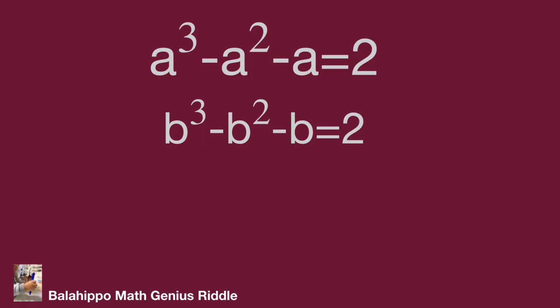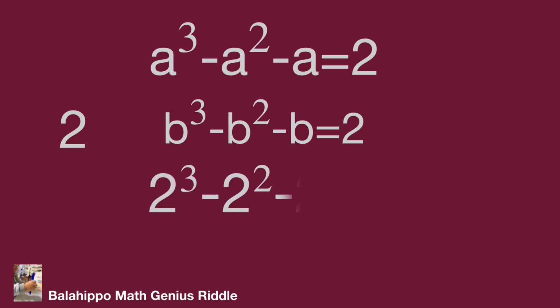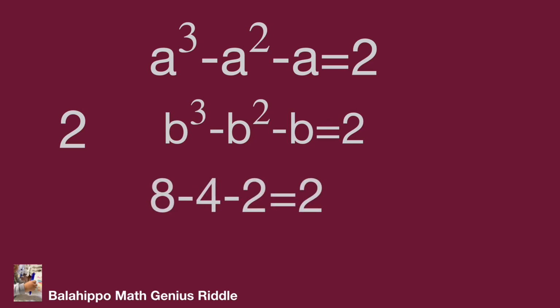Take a look at these two given equations. There's a number 2 in each equation. Quickly try: if a equals 2, then substitute a by 2 in a cubed minus a squared minus a equal to 2. We find 2 cubed minus 2 squared minus 2 is 8 minus 4 minus 2 equal to 2. So a equals 2 is one of the solutions.